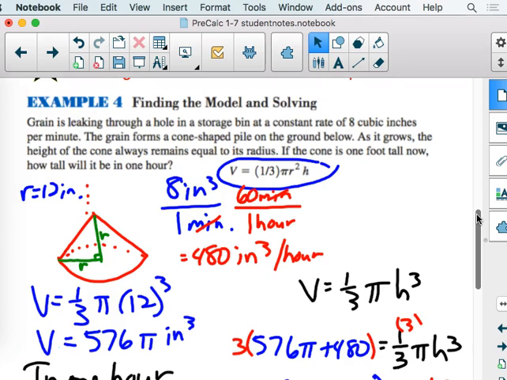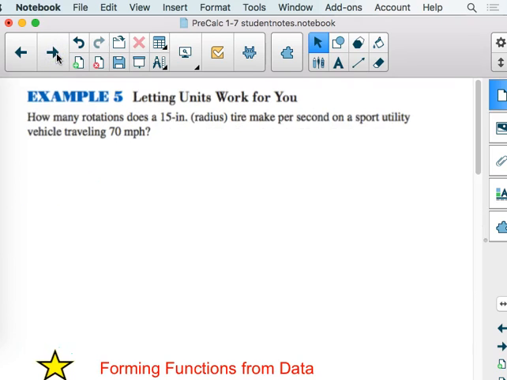Now, the reason I'm bringing that up is because this next problem has a lot of unit analysis. So we're going to let the units work for us, the labels. Let the labels guide us. It says, how many rotations does a 15-inch radius tire make per second on a sport utility vehicle that's traveling 70 miles per hour? So, two pieces of information here.